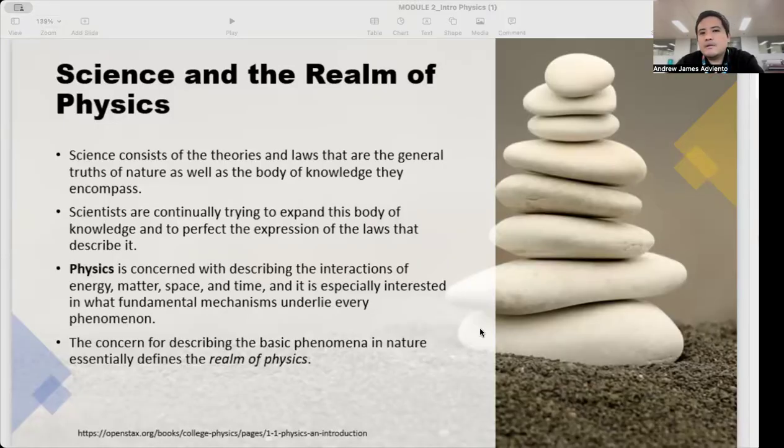So, how can you describe physics as a discipline? Physics is a branch of science that studies matter, energy, motion, and forces. It helps explain why and how things happen in nature. When an object falls, a car speeds up, or electricity powers your phone, physics is behind all of that.